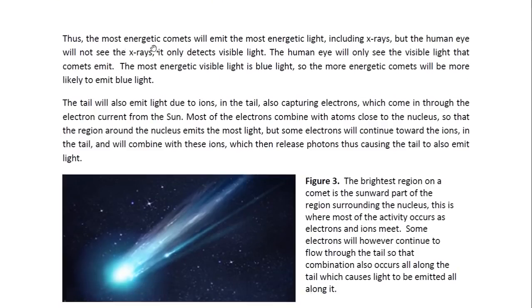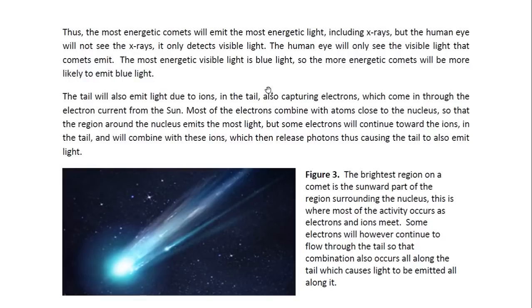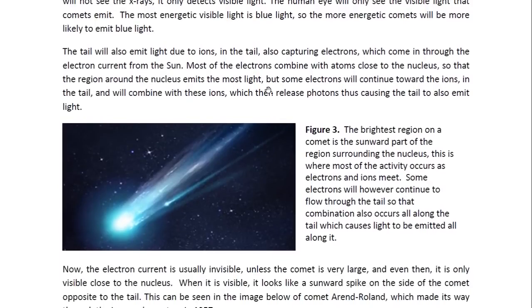Thus, the most energetic comets will emit the most energetic light, including X-rays, but the human eye will not see the X-rays because the human eye only detects visible light. So the human eye will only see the visible light that comets emit. And the most energetic visible light is blue light. So the more energetic comets will be more likely to emit blue light and will look blue to humans.